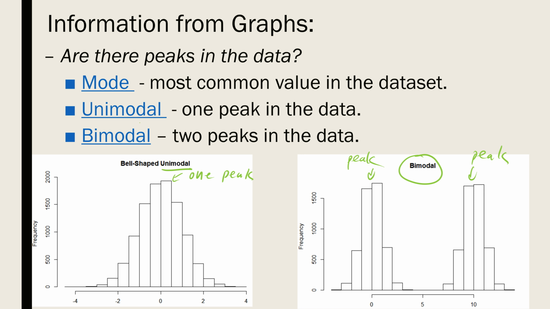If it is unimodal, then we can use it to locate the mode, which is represented by the highest bar. So first you find the highest bar, then you find the number on the x-axis. For this histogram, I will say the mode is probably very close to 0.